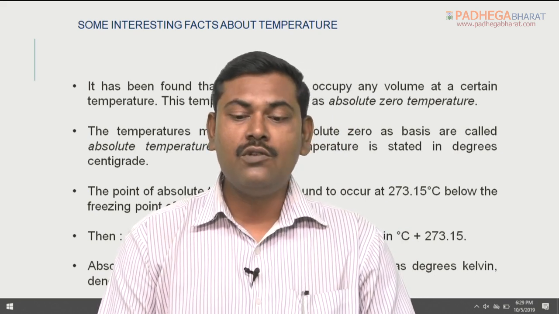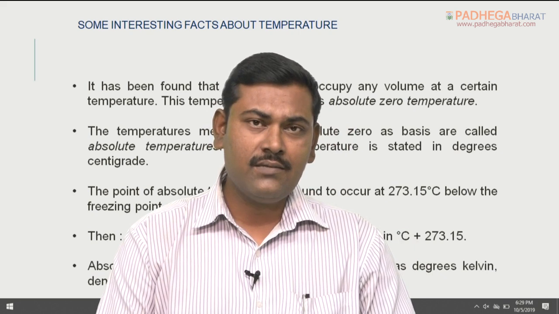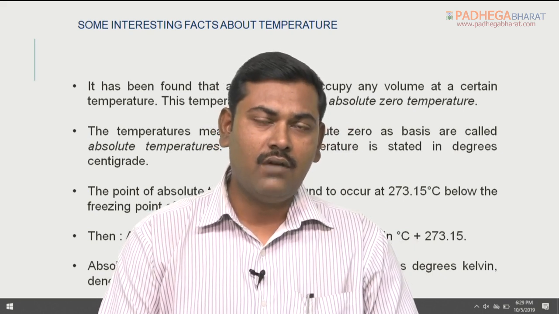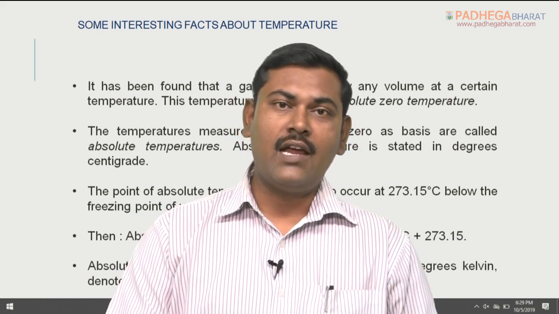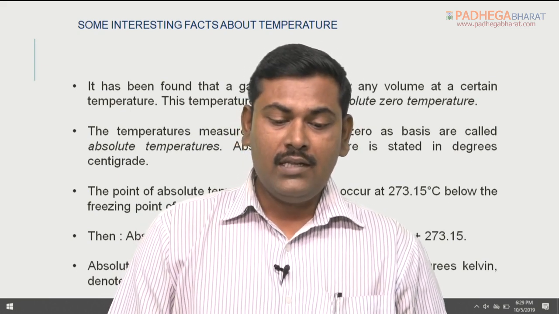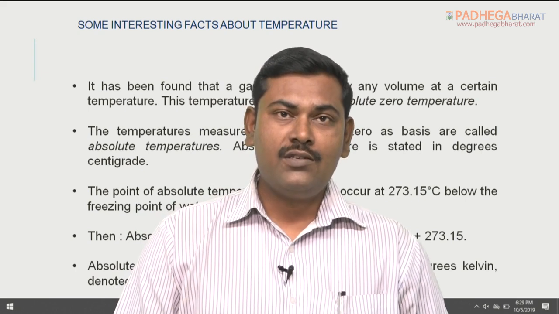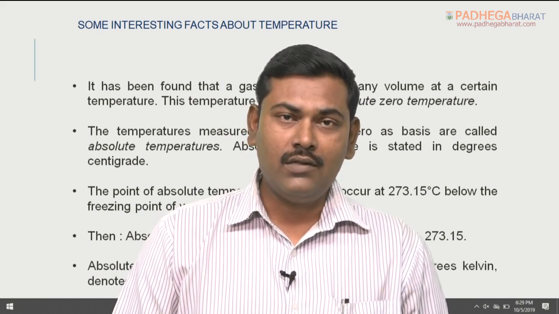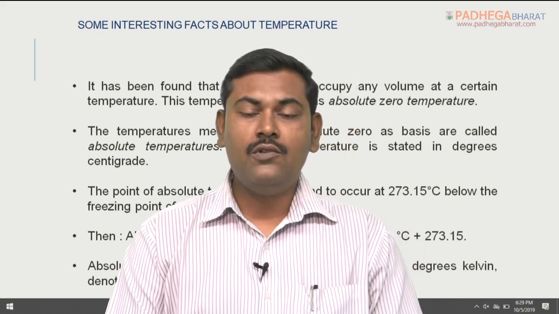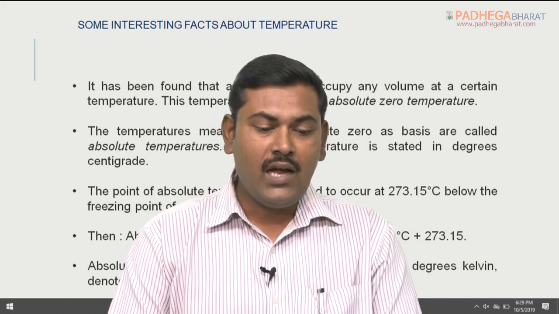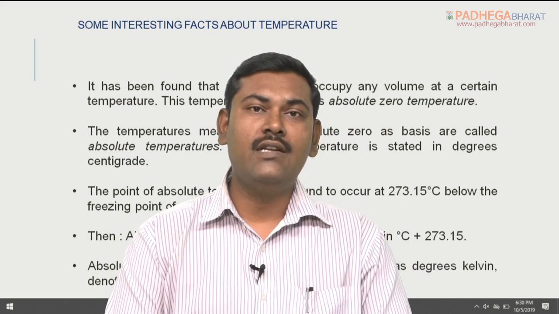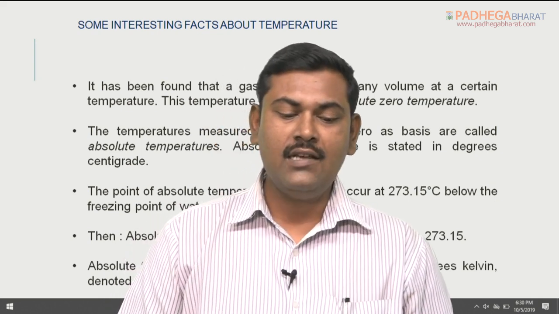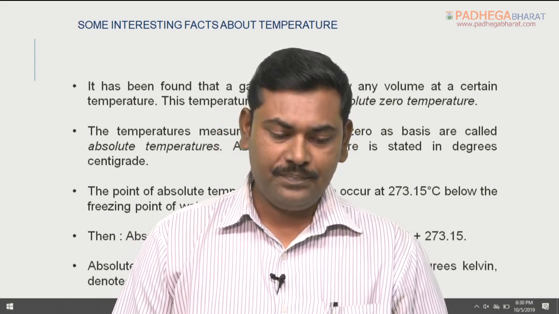Now this absolute zero temperature is stated in degrees Celsius, although we have conversions from degree centigrade to Fahrenheit, from degree centigrade to Kelvin, or Fahrenheit to Kelvin, etc. But the temperature at which the volume is 0 is called absolute zero temperature, and the point of absolute zero is found to occur at 273.15 degrees Celsius below the freezing point of water.